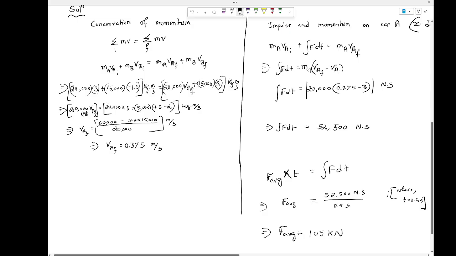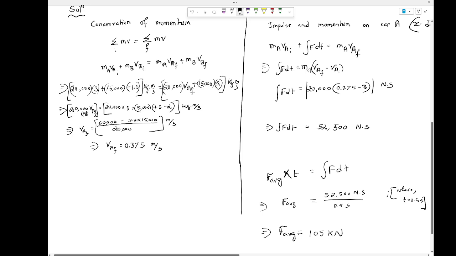And what is happening in this problem: two cars are colliding with each other with two different velocities, and finally they have the same velocity in the same direction. The velocity direction is the same after the collision. That's the trick here to understand the whole problem.